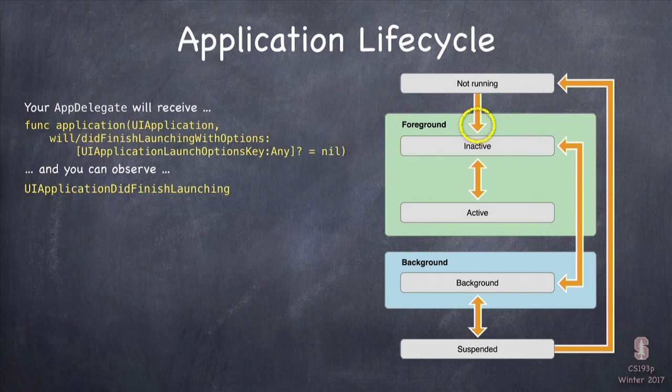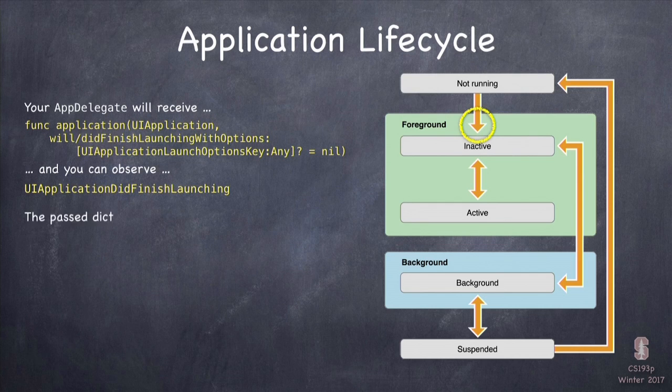By the way, all of these app delegate methods you can also get by listening to these radio stations. The radio station for this one is the UIApplicationDidFinishLaunching notification name. If you listen to that, and you do addObserver, you'll get your closure called when didFinishLaunching happens. So you don't have to put it in your app delegate, you could put it in other places, other code.